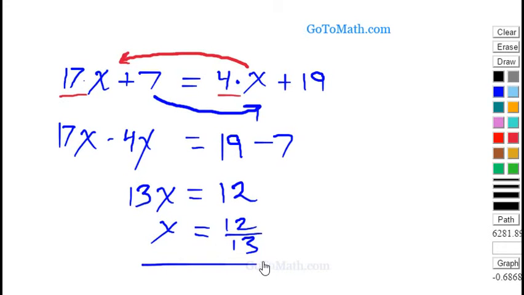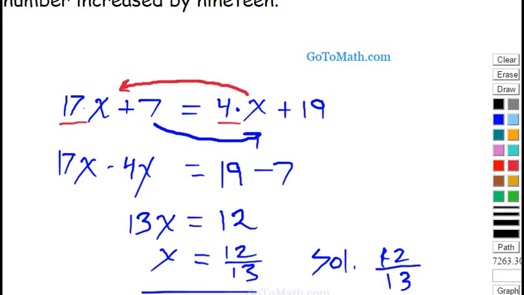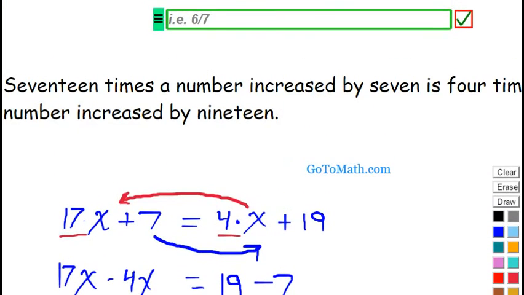So there you go. The solution, we're going to write solution over here, is 12 over 13. All right, solution is 12 over 13. Okay, so that's the number.